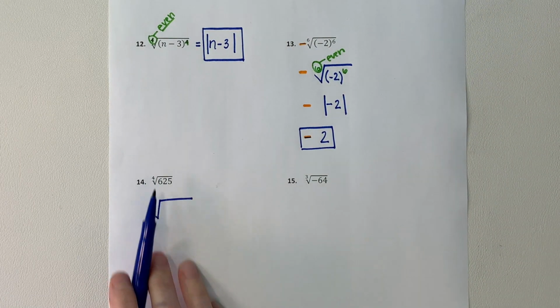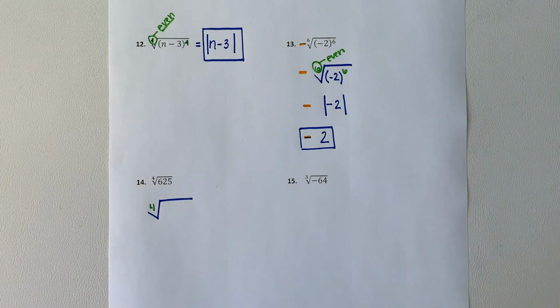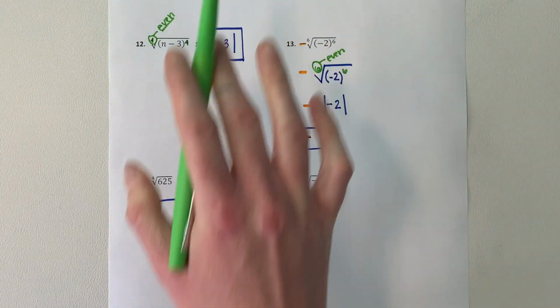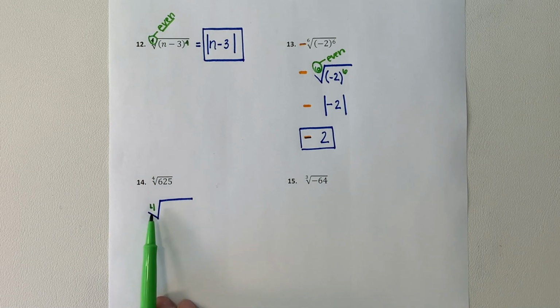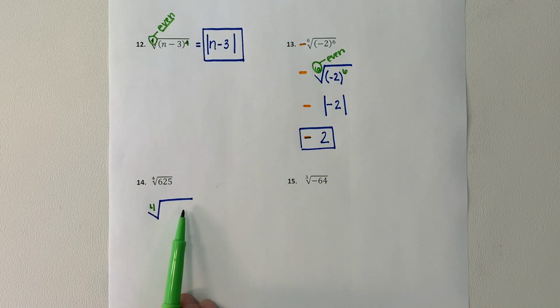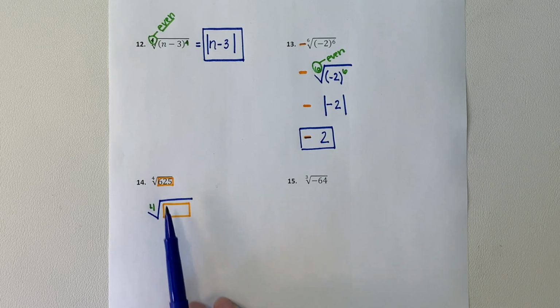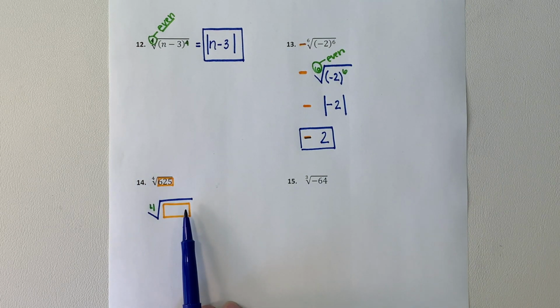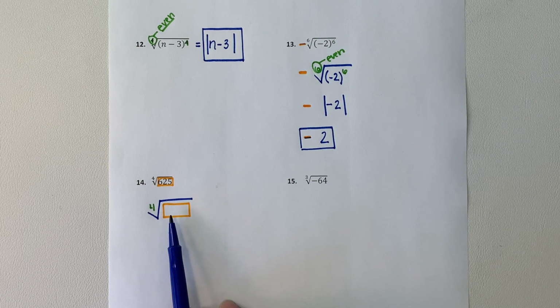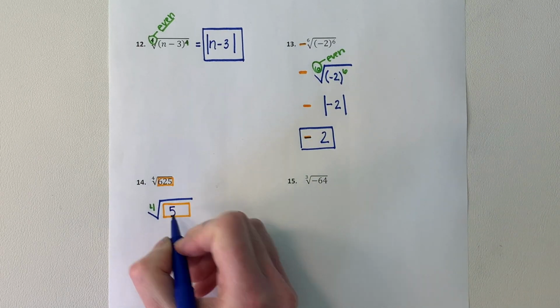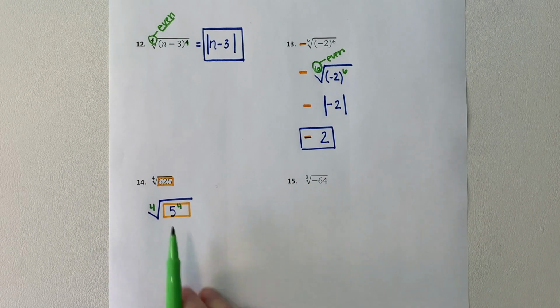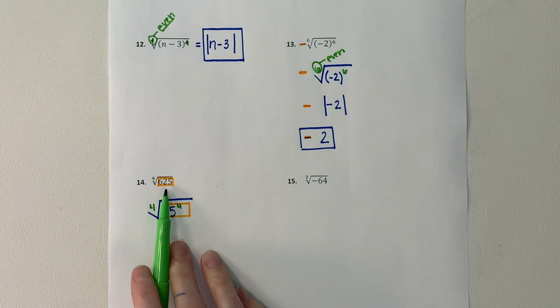I've started by just drawing the fourth root. Now, in order to use this rule that we just learned, we need this index to match the exponent underneath the radical. We need to figure out how to rewrite 625 as some quantity to the fourth. So try it on your calculator. Try 3 to the fourth, 4 to the fourth. Once you try 5 to the fourth, you'll see that 5 to the fourth is equal to 625.